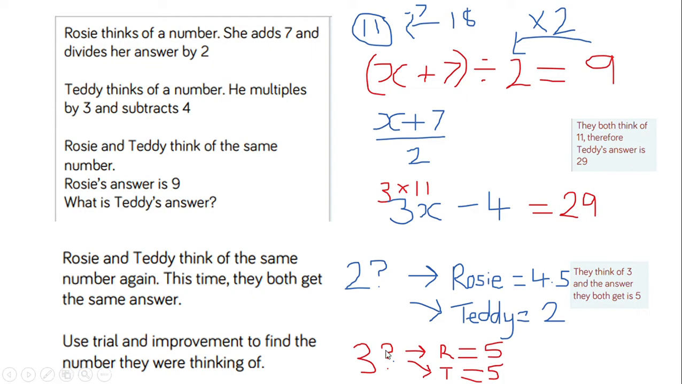So let's try 3 this time. 1 wouldn't work, so let's try 3. Okay, so 3, try it out. 3 plus 7 is 10, divided by 2 is 5. 3 times 5 is 15, minus 4 is 11. So it works for both of those. So T equals 5 there. For Teddy, that meant his answer is 5. Okay.